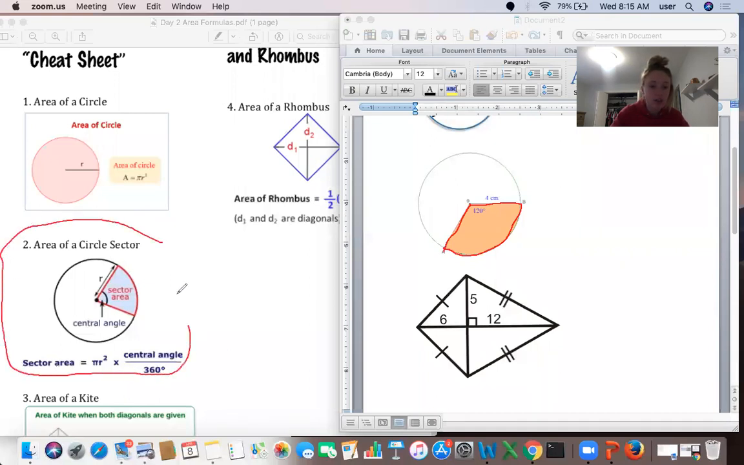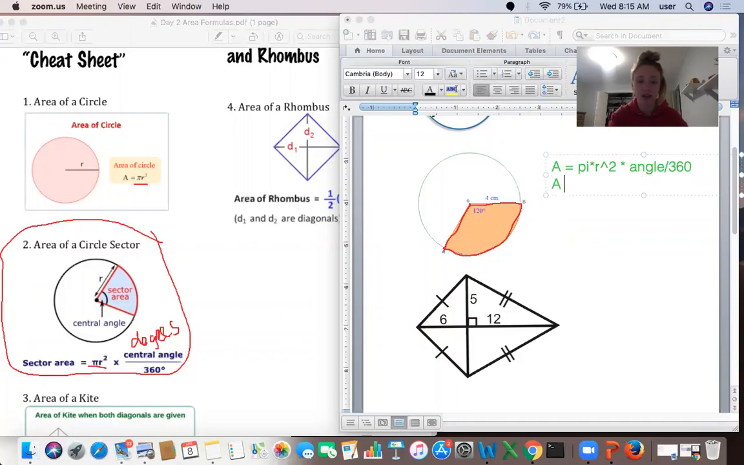How we're going to do that is we have to take pi r squared, that's the area of a circle, times the central angle. That's just the degrees of the angle, like on this problem over here, divided by 360. So our area formula is area equals pi times r squared times my angle divided by 360.